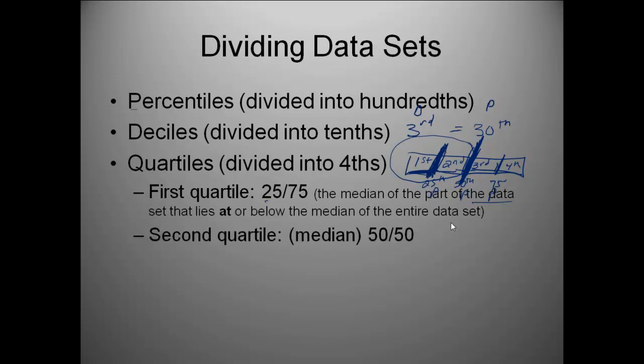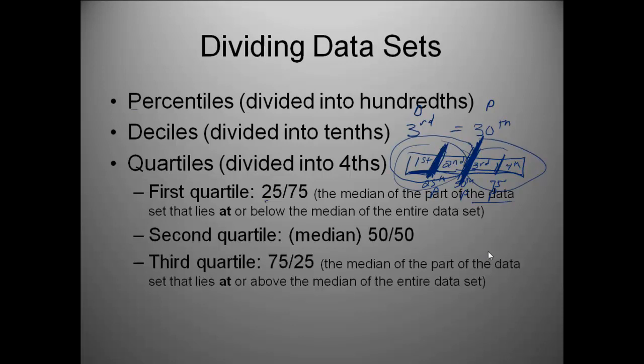Okay, our second quartile is just the median. It splits our data into the bottom half and into the top half. And now the third quartile, that splits our data right here, and that splits it into the bottom 75% and the top 25%. So this would be the median of the part of the data that lies at or above the median of the entire set. So it's the median of the top half of our data set. We're going to be using the quartiles quite a bit in these next few sections.